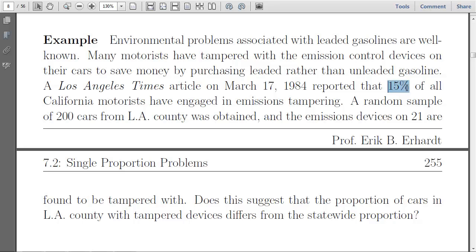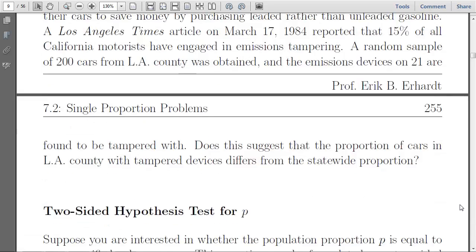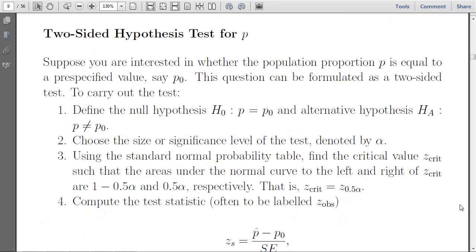This 15% is for all California motorists. Okay, and we took a random sample of folks from LA County, and so the question here is, is the proportion in LA different from the statewide average, or proportion? By the way, a proportion is the mean of zeros and ones, where successes are coded as ones and failures are coded as zeros. So the proportion of ones is the same as the mean of those zeros and ones.